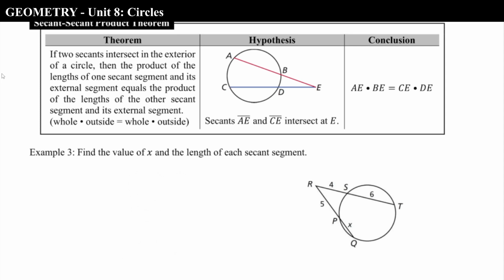We're going to find the value of x and the length of each of the secant segments. So here we have RT, which is the whole thing of this top one, and we're going to multiply it by RS, which is the exterior part. That's equal to RQ, which is the whole thing of the other one, and we're going to multiply it by RP, which is the outside part.